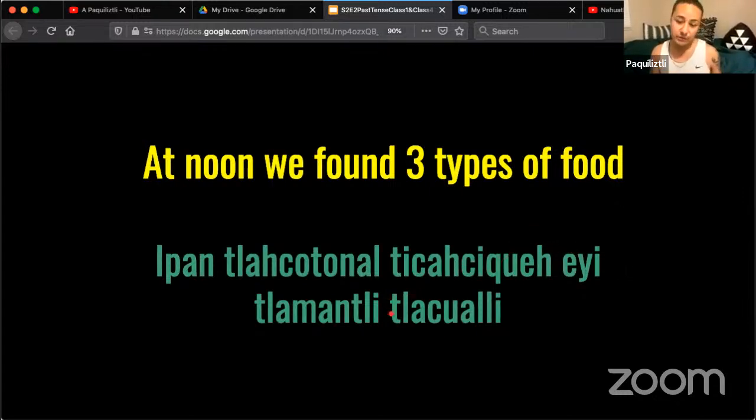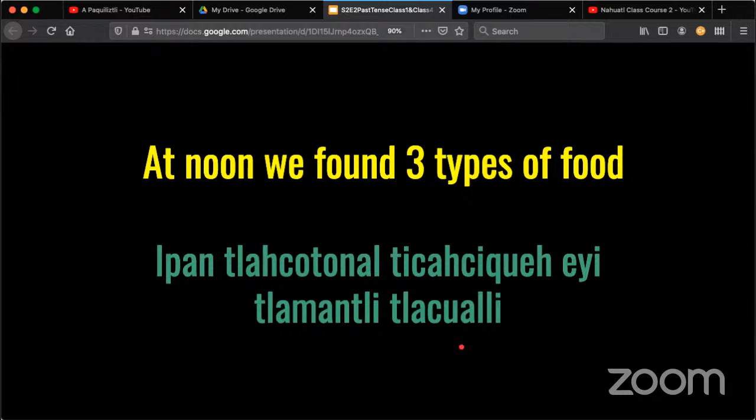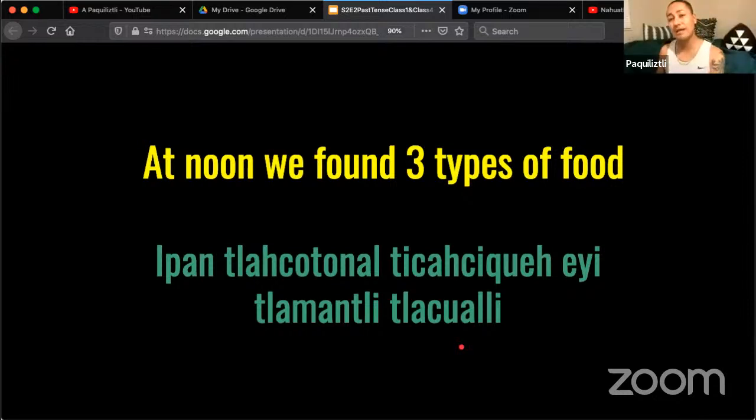3 types of food. I didn't expect you to know the 3 types part, but in Nahuatl, there is a way to say type. And it's the word tlamantli, the word for things. So eyi tlamantli literally means 3 things. But in this sequence, eyi tlamantli tlacuali, in Nahuatl, you're saying 3 types of food. So it's literally 3 things food, but this expression would be translated as 3 types of food. So eyi tlamantli tlacuali, 3 types of food. In case you were wondering how to say types.